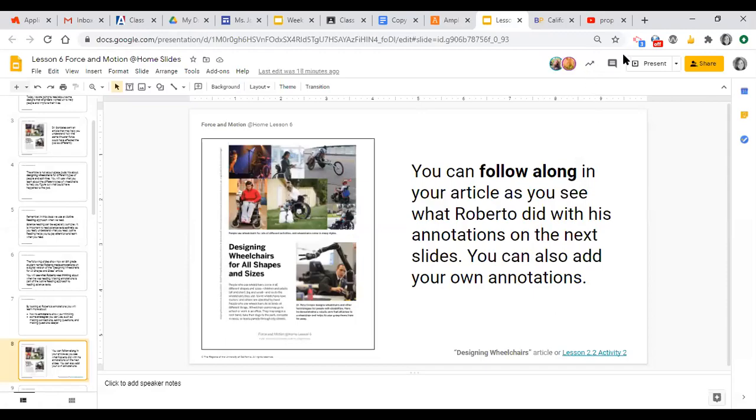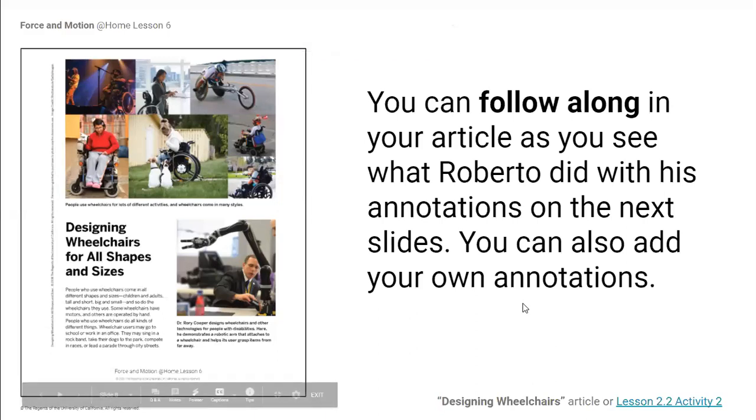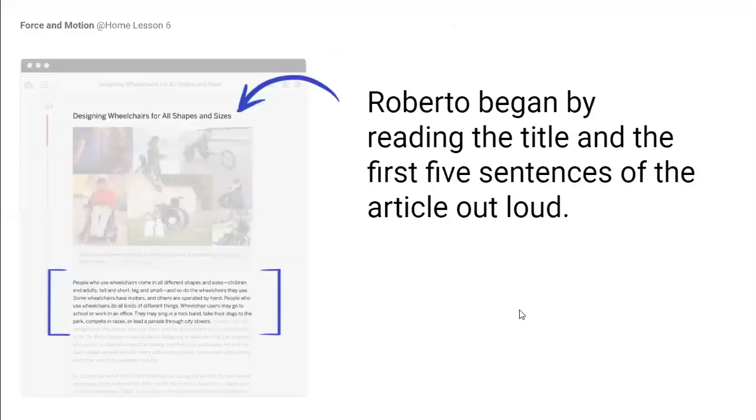All right, so let's go back to our presentation slide. You can also add your own annotations, but I don't recommend that because you're not going to be reading it yet. So Roberto began by reading the title and the first 5 sentences of the article aloud. Remember, you always want to look at the titles. You want to go through and look for subtitles.